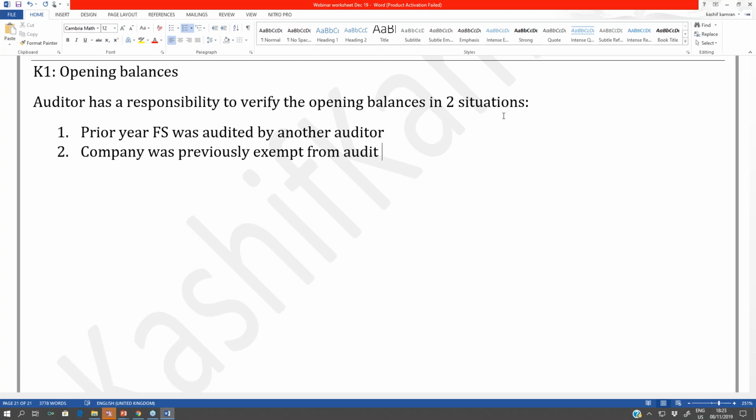Prior year financial statements were audited by another auditor, and the company was previously exempt from audit. So this is the first year the company is having an audit. There is no previous auditor. So as the auditor, you need to start from zero and you need to verify the opening balances of the company in these two situations.